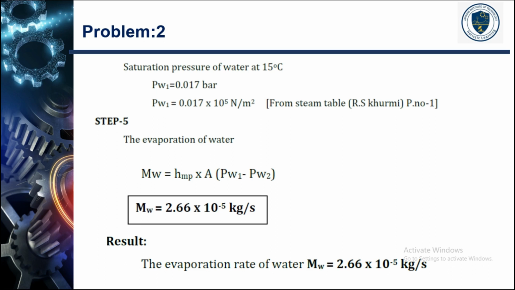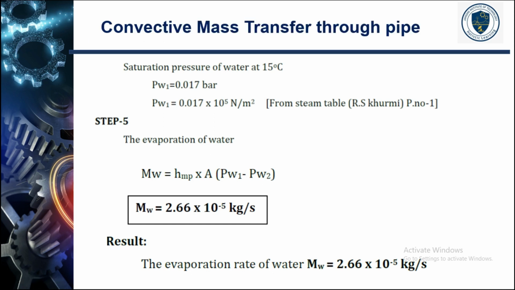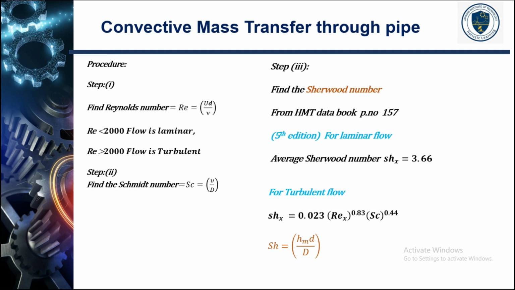For particular partial pressure, it is also evaluated. So at this condition, this is the evaporation rate of water vapor, that is 2.66 × 10^-5 kilogram per second. Now we come to the end of problem 2. Now we move on to the next category of problems, that is convective mass transfer through pipes.